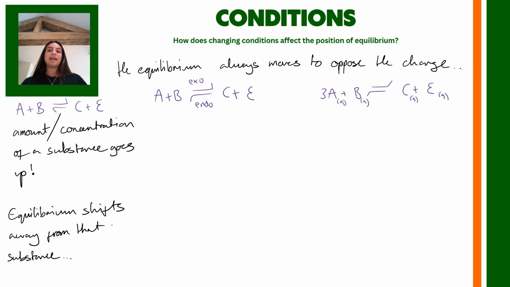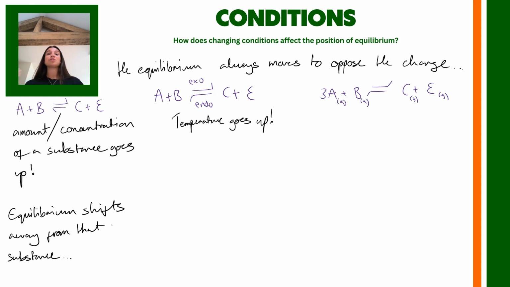Next one here, let's think a little bit about temperature. So again, my reactants, my A and B, and then my products on the right, my C and E. And let's say that going from A and B to C and E is an exothermic reaction. So remember, that means that it gives out heat, that reaction. And going between C and E towards A and B is an endothermic reaction, so it takes in heat.